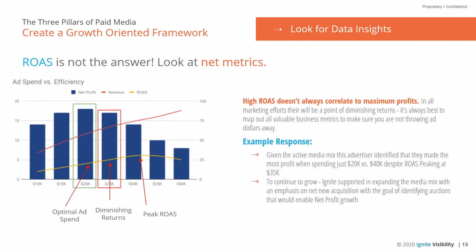However, the kicker is the business's net profit peaked way before that, when the advertiser was just spending $20,000, meaning that even though spending $35K resulted in a higher efficiency for the business, they actually made less money compared to just spending $20,000.